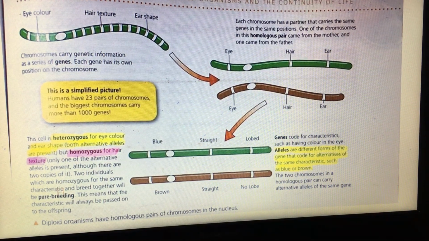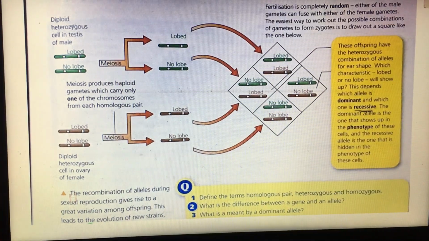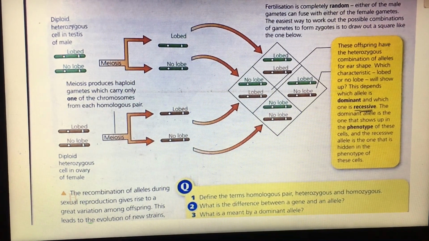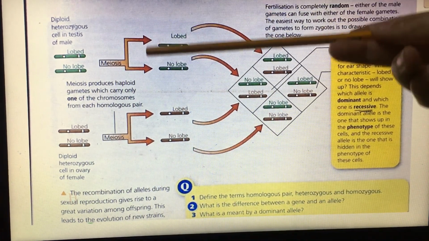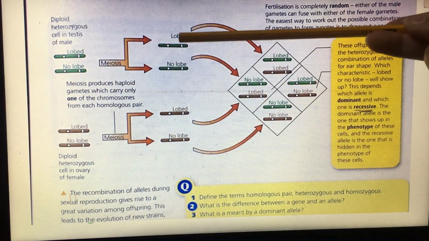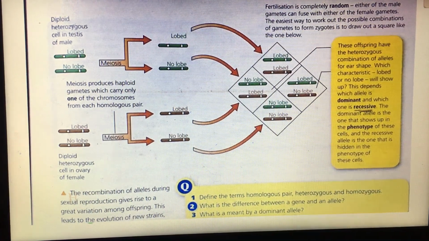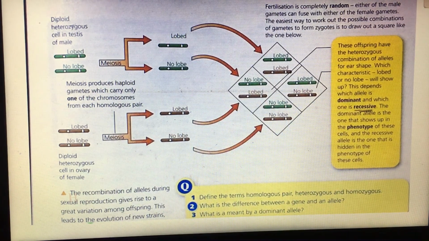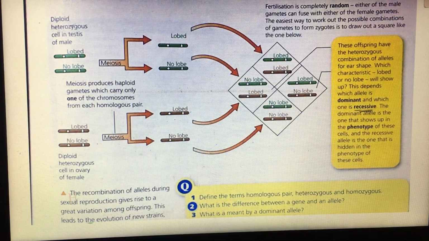Okay. Now in a heterozygous cell, when the members of the homologous pair separate during meiosis, the gametes will contain different alleles. This means that when gametes fuse in fertilization, the resulting zygote may have a number of different possible allele combinations. Now, let's see how we make this combination and how the fertilization process takes place here.